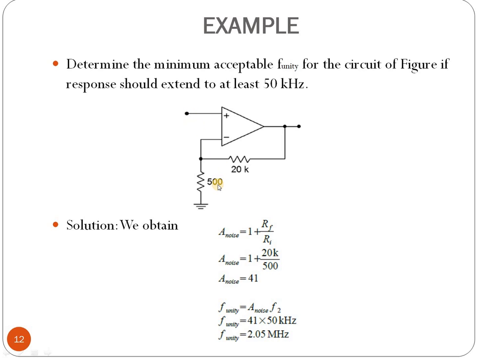So to find the F unity, the equation is F unity equals A noise, that means noise gain, times break frequency. We need to calculate the gain, and the break frequency is given as 50 kilohertz. The noise gain, A noise, is equal to 1 plus Rf by Ri. If we put in the values, the result is 41. Multiplying this 41 by 50 kilohertz, the result is a unity gain frequency of 2.05 megahertz. So this is the answer for F unity.